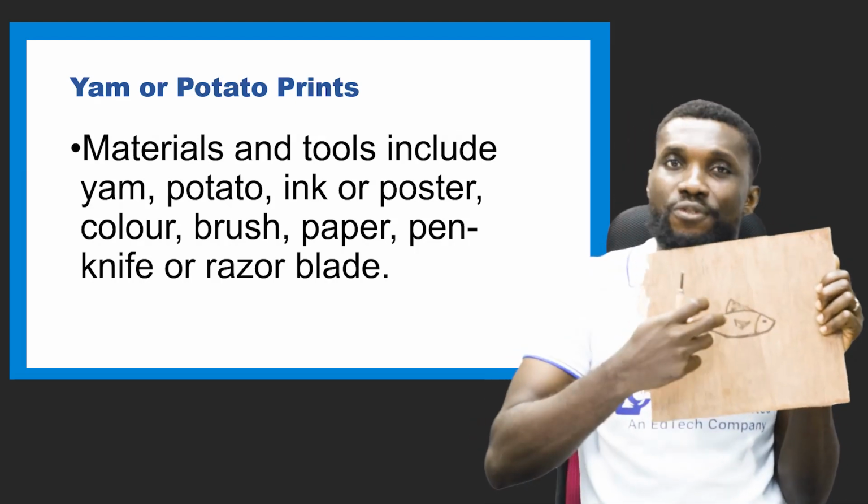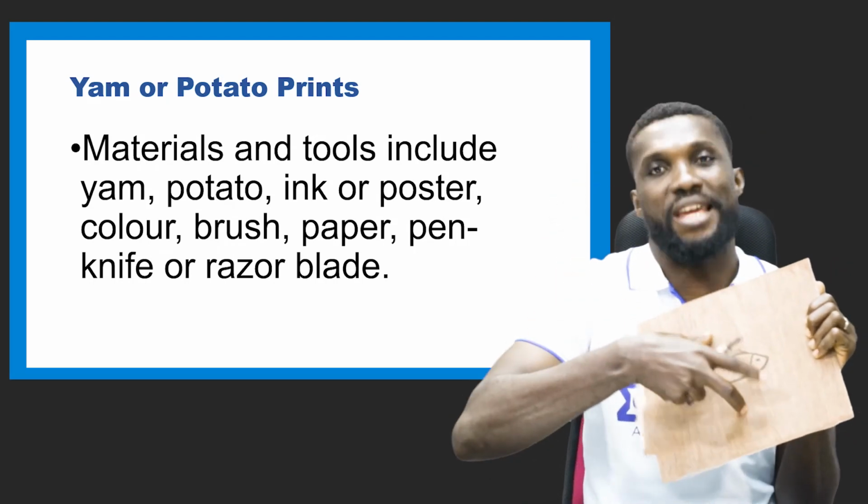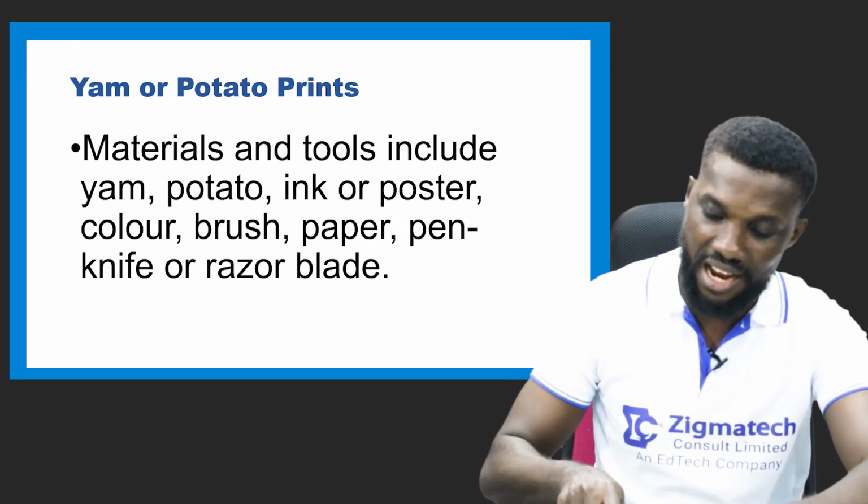So let's say we've produced this fish and then we want to use, imagine, let's turn your imagination on, this is our yam. So we want to carve out this fish on the yam. Then what do you do? You just start carving straight.